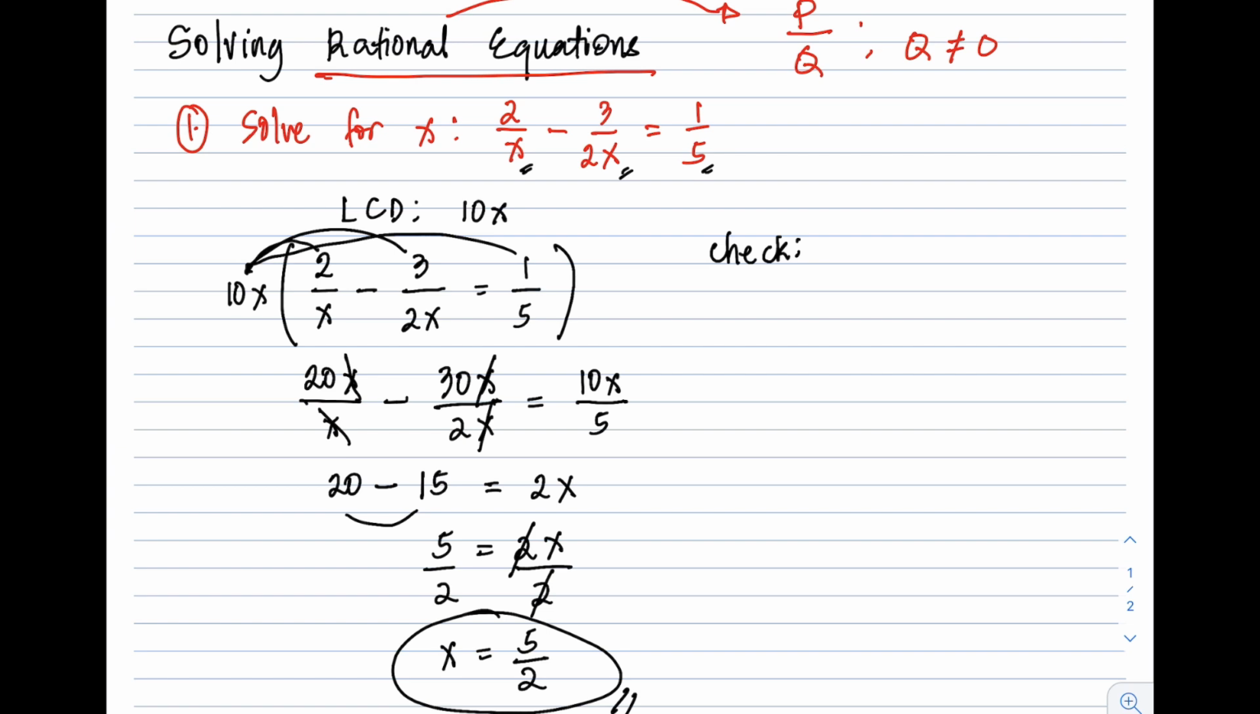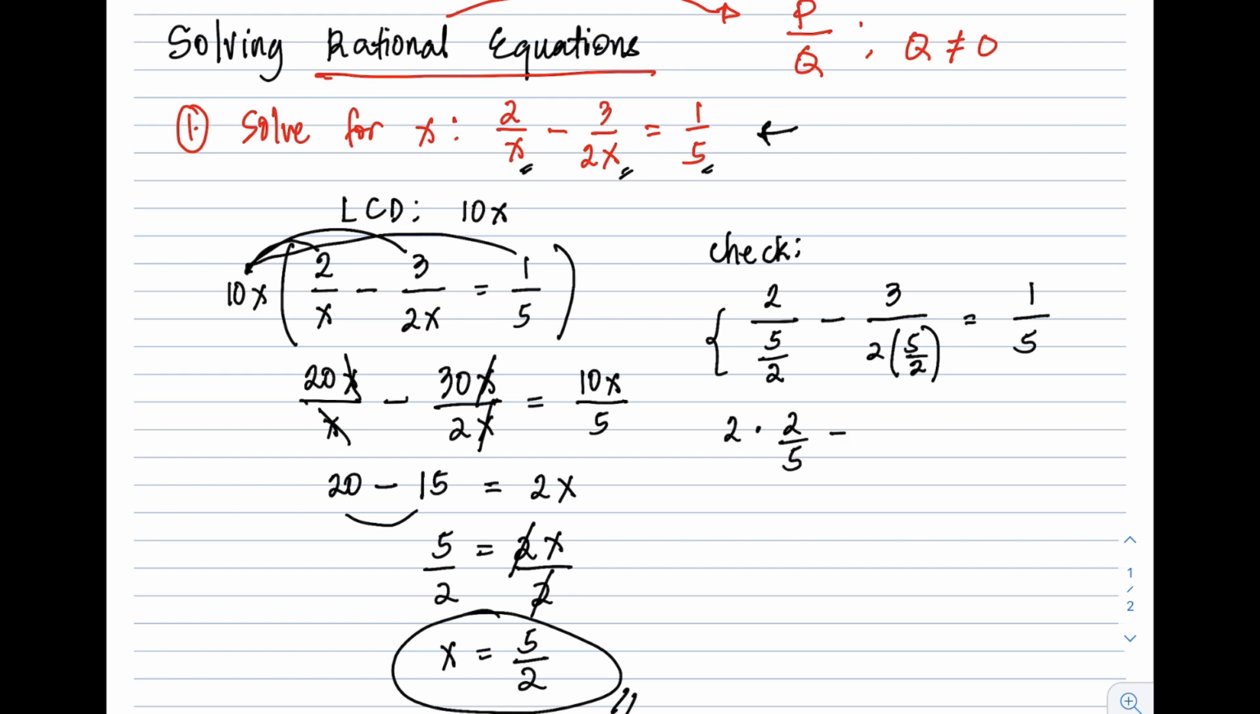Okay? So, to check this, isa-substitute natin yung 5 over 2 doon sa ating original equation. So we have 2 over x, which is 5 over 2, minus 3 over 2 times 5 over 2, equals 1 over 5. Okay? So we have 2 over 5 over 2. So dito, para mas simplify natin yan, ang gagawin lang natin is i-multiply natin si 2 by the reciprocal ng denominator na 5 over 2, which is 2 over 5.